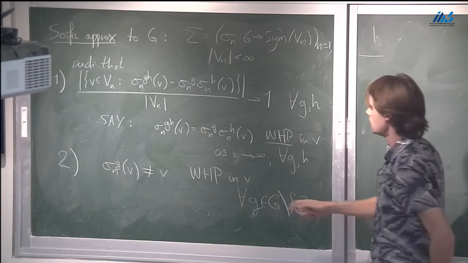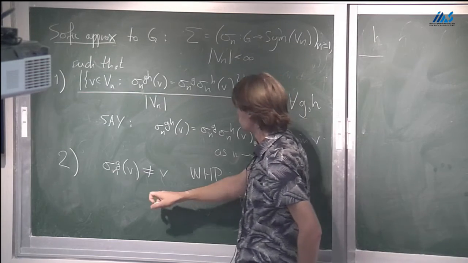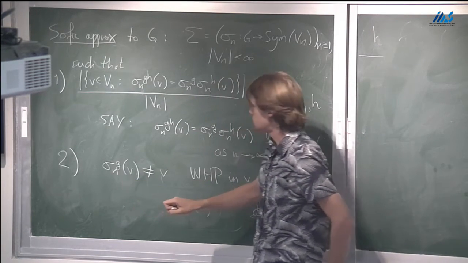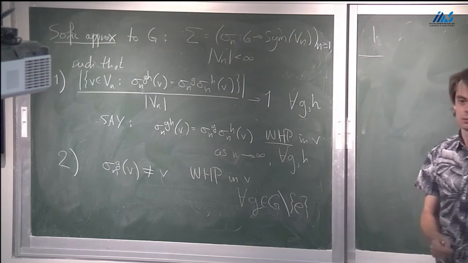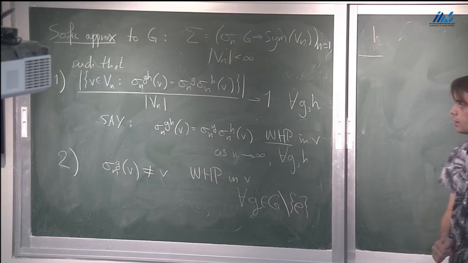And then the second thing is that the action starts to look more and more free. So if g is not the identity element, then its action at a vertex v seems to move v non-trivially with high probability in v. Okay, so that's the definition.